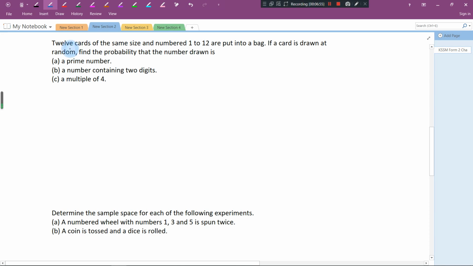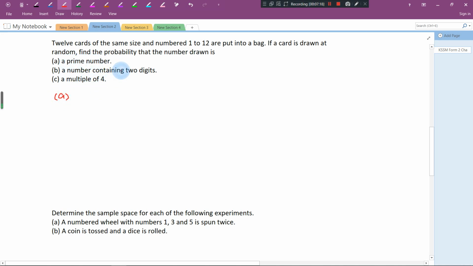Okay, let's try this question. 12 cards of the same size and numbered 1 to 12 are put into a bag. If a card is drawn at random, find the probability that the number drawn is a prime number, is a number containing 2 digits, and is a multiple of 4. Okay, let's try part A first.